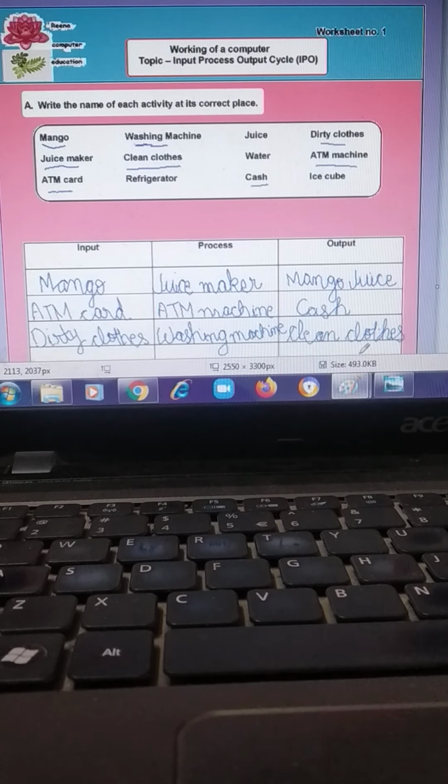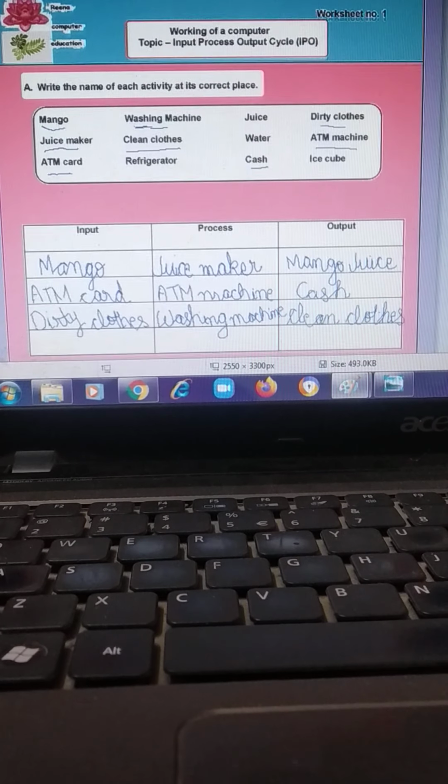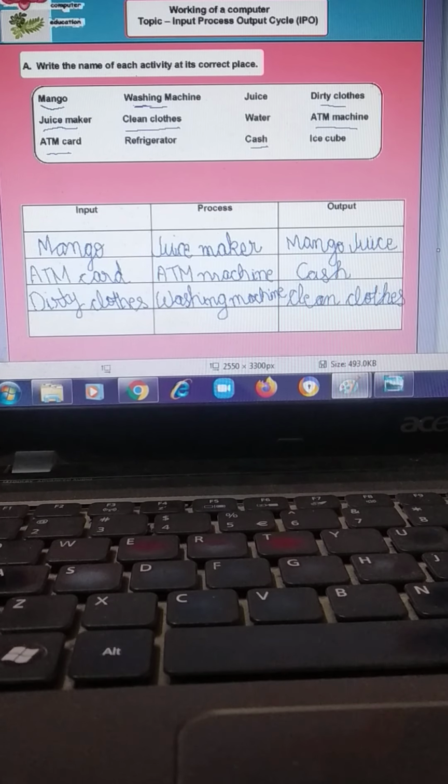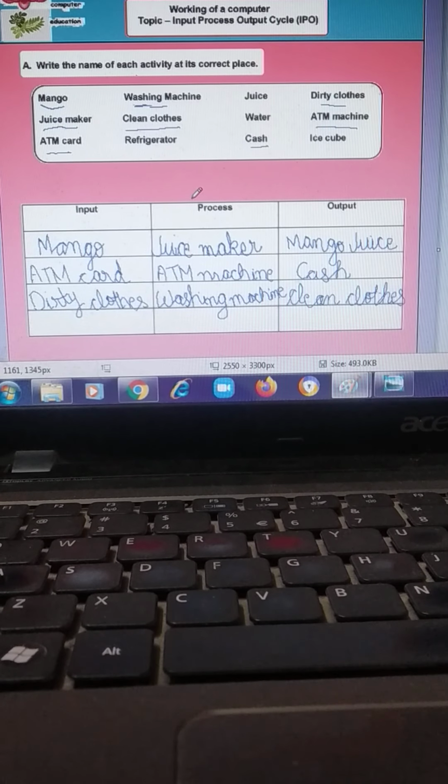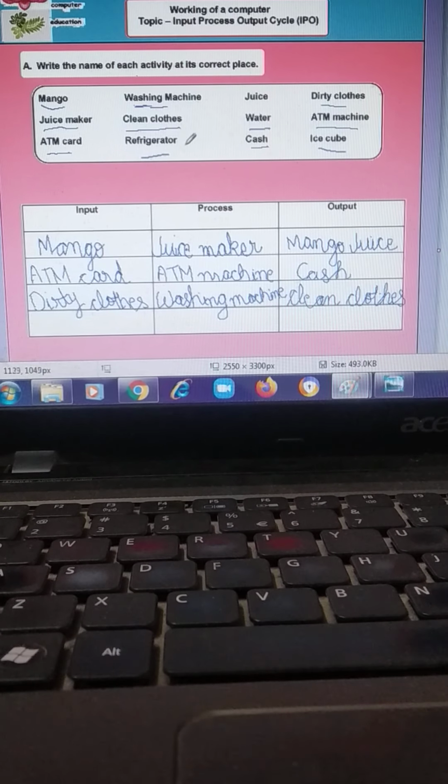Okay. So now we have to find out the last input. Here we have one more input. Suppose I need the ice cubes today. I want to drink the juice and I need the ice cubes. So what I have to do if I need the ice cubes? I need to put the water in the refrigerator, and after some time I will get the ice cubes.